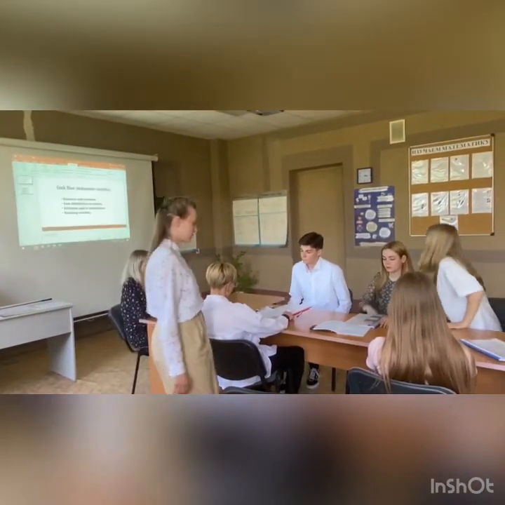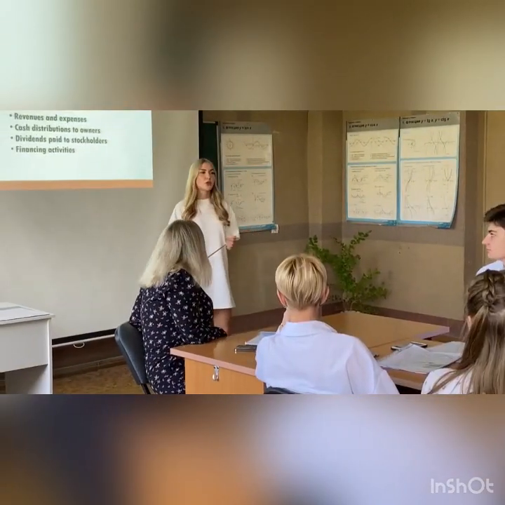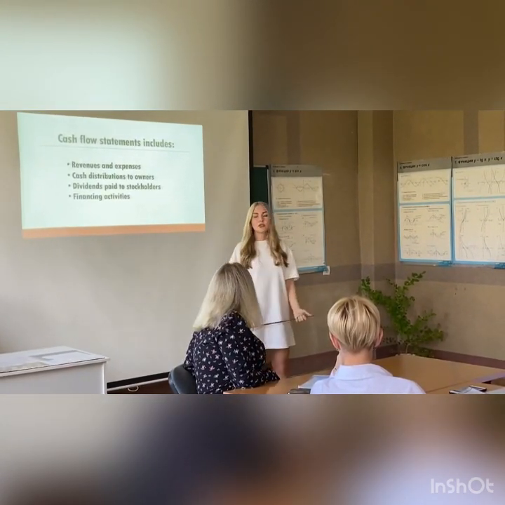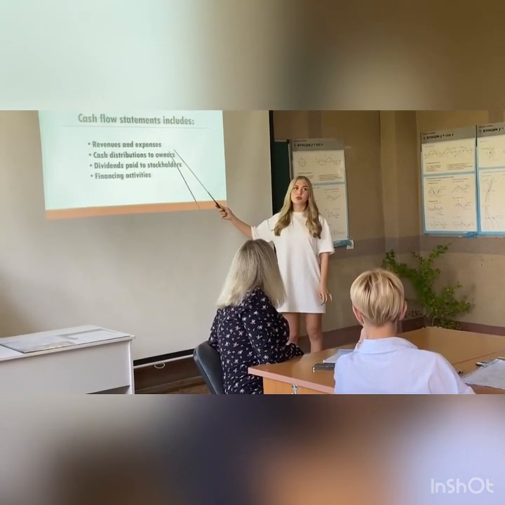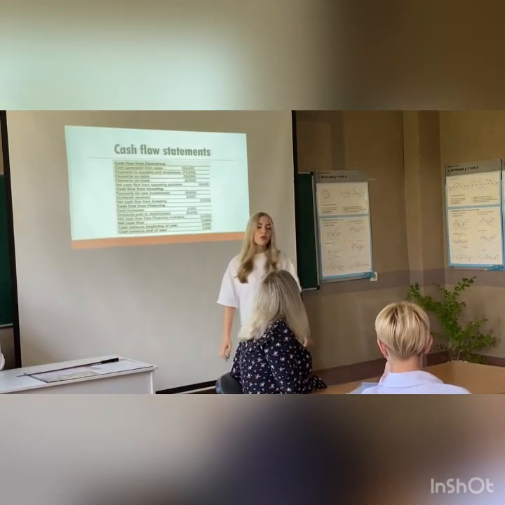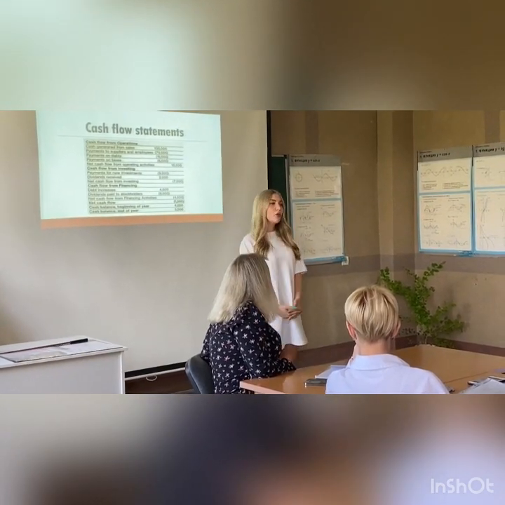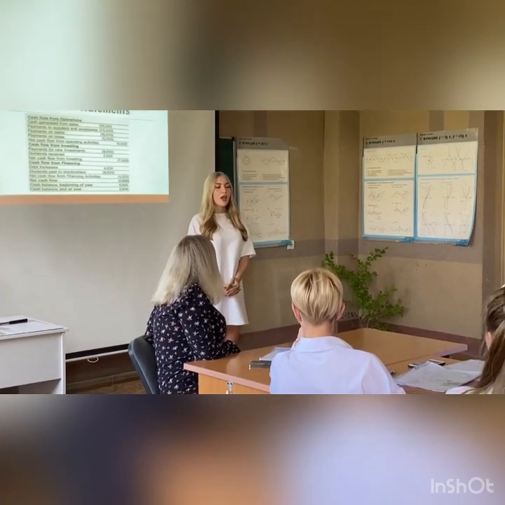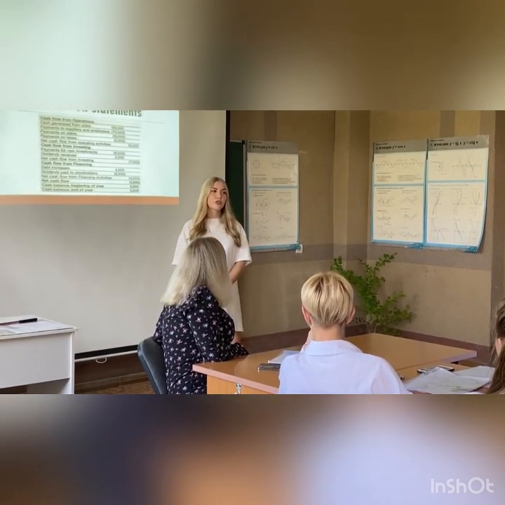Then tell me about the cash flow statements. Sometimes an income statement shows huge net income, but the cash flow statement shows negative cash flow. How can this be? The cash flow statement shows the inflow and outflow of cash. This includes revenues and expenses, cash distribution to owners, dividends paid to stockholders, and financing activities. When a sale is made, it often takes months for payment to arrive. A company may have generated $500,000 in sales, but only received $100,000 in payment. The income statement counts $500,000 in revenue, but the cash flow statement records only the $100,000 in proceeds.